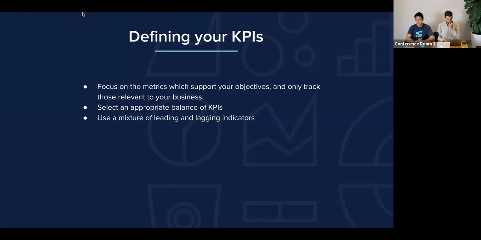So leading and lagging indicators have that cause and effect relationship. It's important to track a mixture of both of these types of indicators so that you can gain a clearer picture of how your business is performing and catch and correct problems before they start to grow.